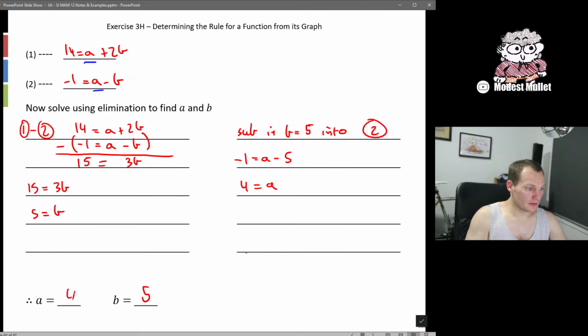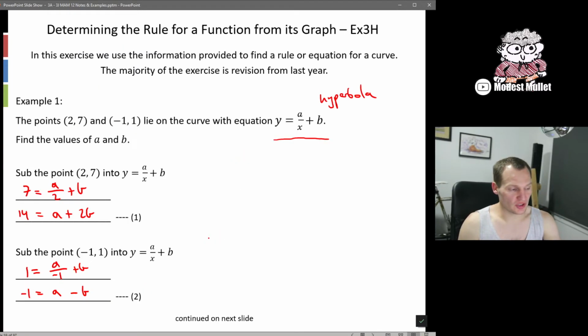Take away 5, take that over, I get 4 equals a. And done. That's all it is. Now, this question just asked us to find the values of a and b. It didn't ask us to find the equation.